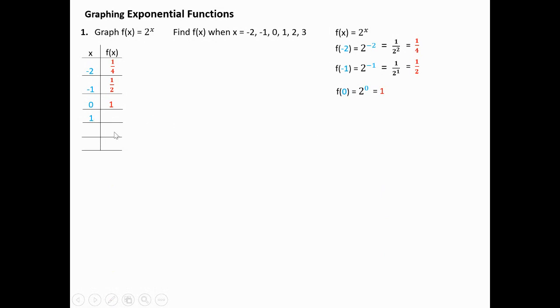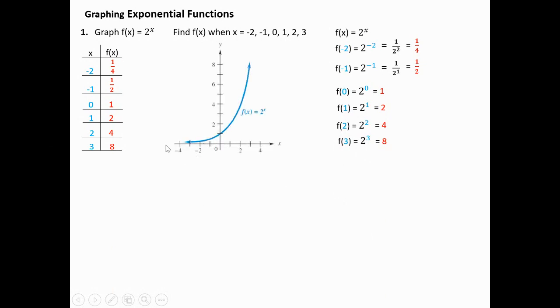Now let's see what happens when x is 1. We're going to evaluate f of 1, which means 2 to the first power equals 2. So when x is 1, y is 2. In a similar fashion, we evaluate at 2, which would be 4, because 2 squared is 4. So when x is 2, y is 4. And lastly, when x is 3, we evaluate f of 3, which is equal to 2 cubed, which is equal to 8. So when x is 3, y is 8.